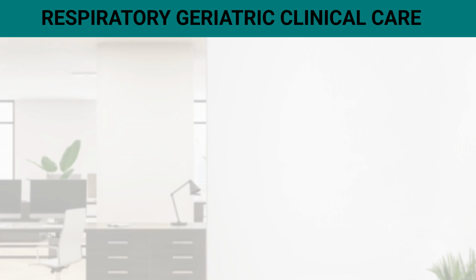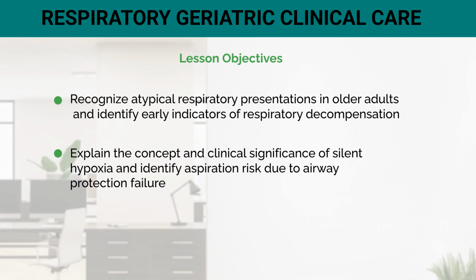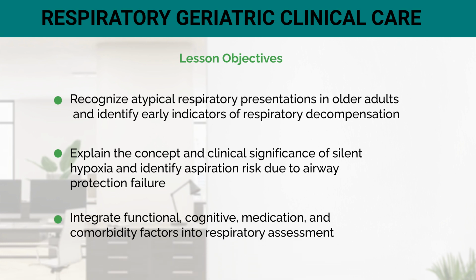By the end of this session, the learner will be able to: 1. Recognize atypical respiratory presentations in older adults and identify early indicators of respiratory decompensation. 2. Explain the concept and clinical significance of silent hypoxia and identify aspiration risk due to airway protection failure. 3. Integrate functional, cognitive, medication, and comorbidity factors into respiratory assessment.